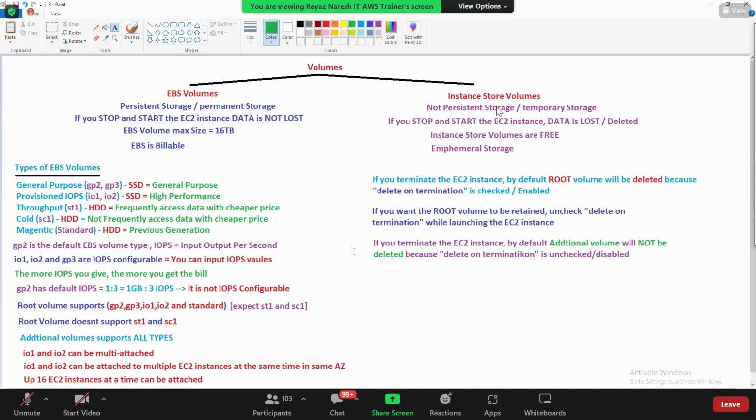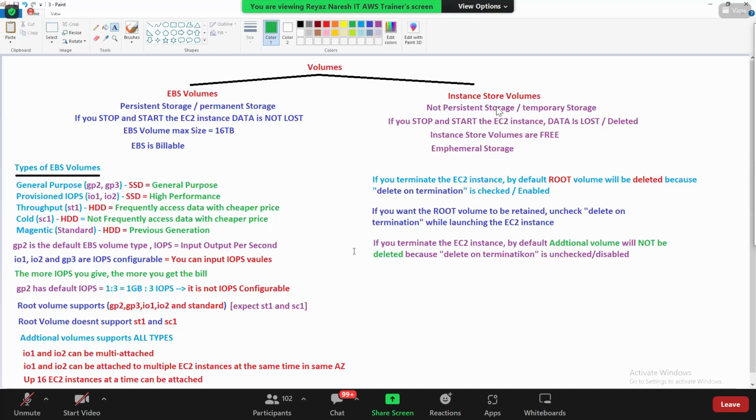Now there is a question. If you stop and start the EC2 instance which has EBS volumes, is data lost? No, it is not lost. Okay. Another one. What is the maximum size that you get for EBS volume? 16 terabyte. Here there will be a question: Sir, what is the size of instance store volume? It's free, no? It's free.